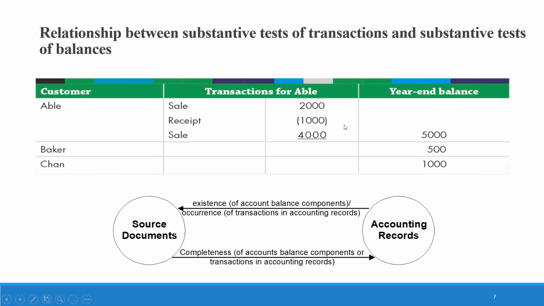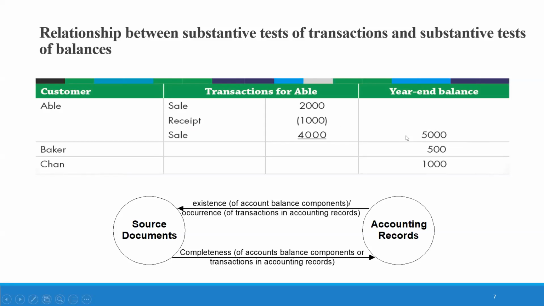However, if we are doing the substantive test of transactions, we focus on the individual transactions, the sales, cash receipts, etc. But when you are doing the test of balances, we focus on the ending balance, which actually covers a lot of transactions.